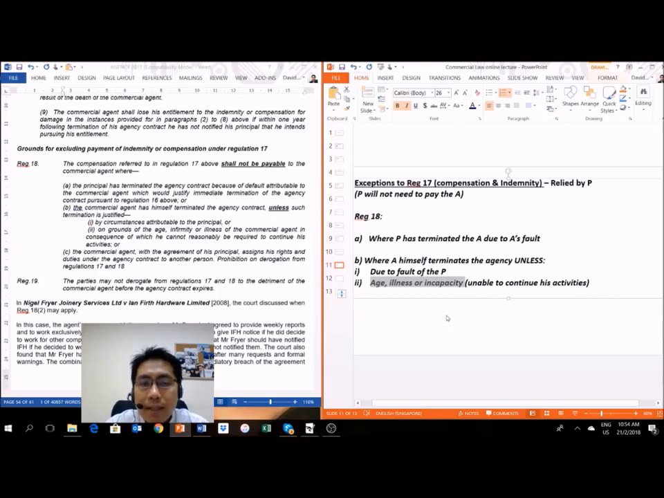So you find the law in that sense very fair, in that they recognize that sometimes, although A himself may be the one who ends the agency, it could be due to circumstances outside his control, due to the principal's own fault. Therefore, we will still want to preserve for him the compensation or indemnity in Regulation 17. And so we are at the tail end of this regulation.